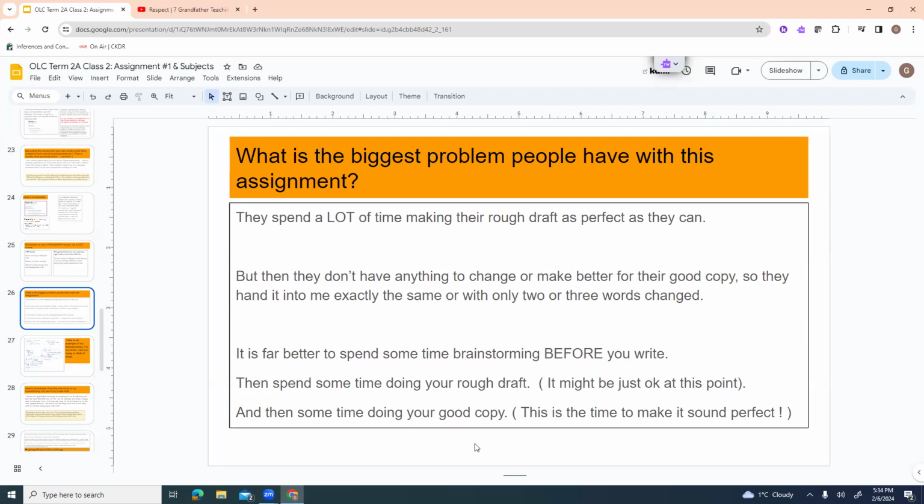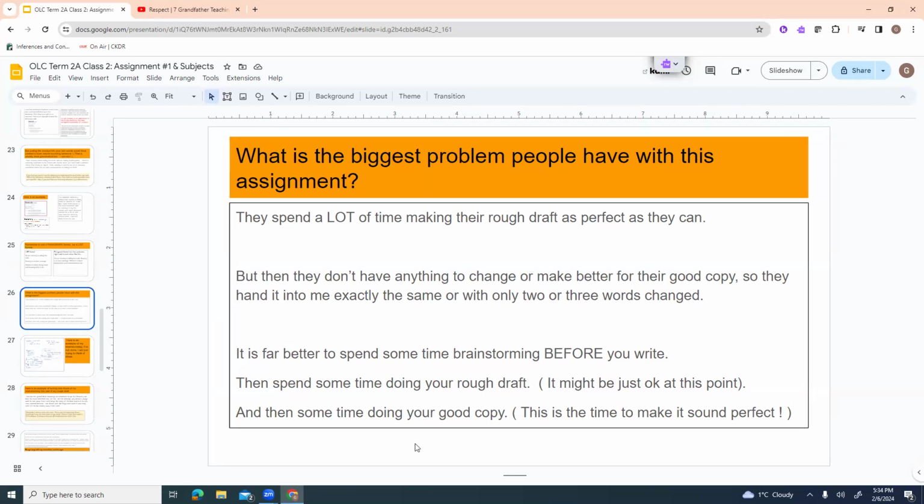You might even set a timer on for like 20 minutes. And it might just be okay at that point. You might have a lot of mistakes. That's fine. Do a photocopy of that, take a picture of it, send that in to me as your rough draft. Then now take the time to polish up and make it perfect and send that in to me as your good copy.